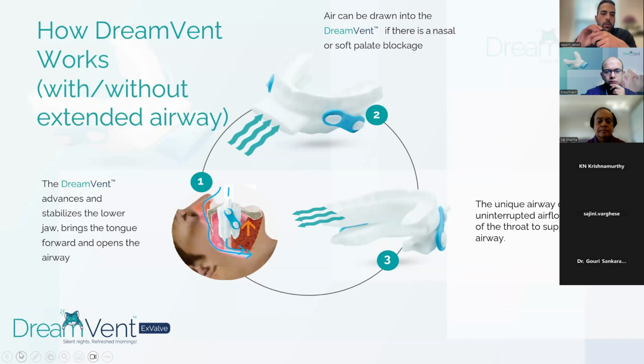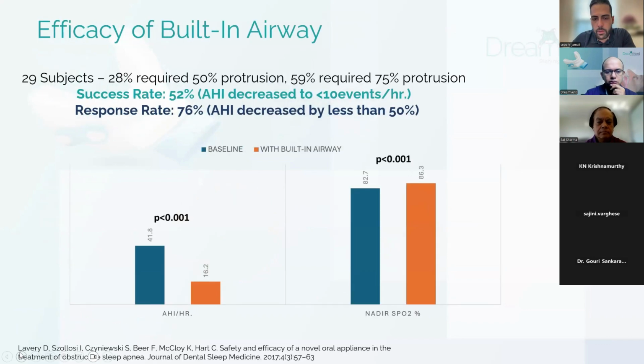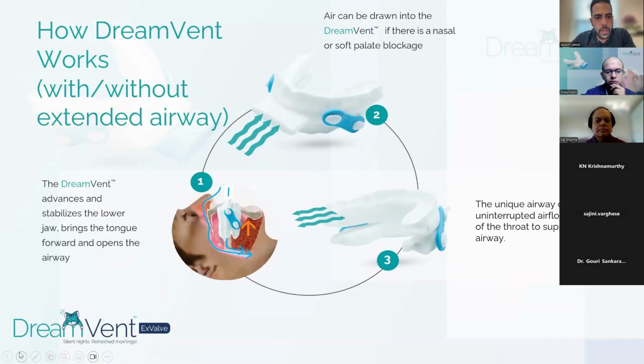In this diagram, it shows very nicely how the Dreamvent can keep the patency of the airway, even if the patient cannot breathe through the nose, it can keep that passageway. And here it shows how it is staying between the upper and lower teeth.